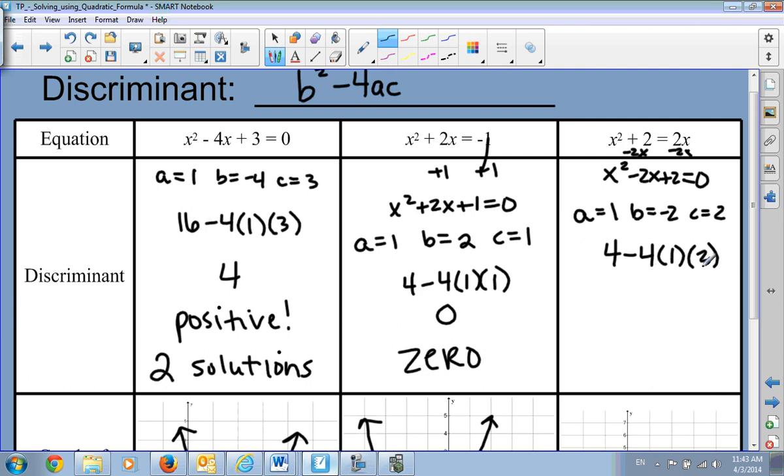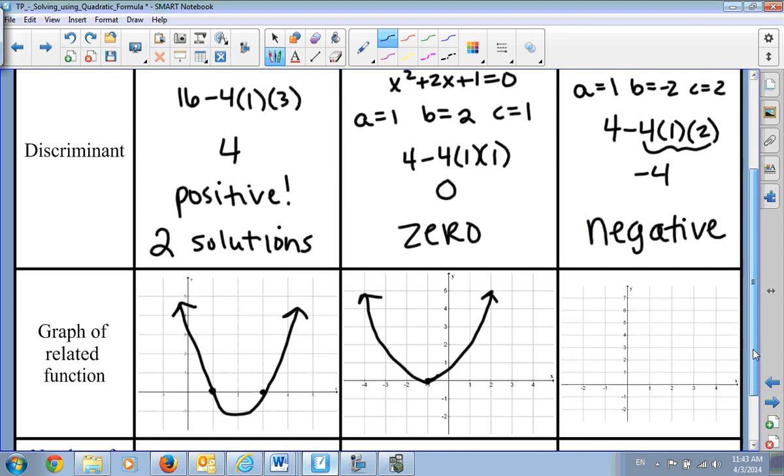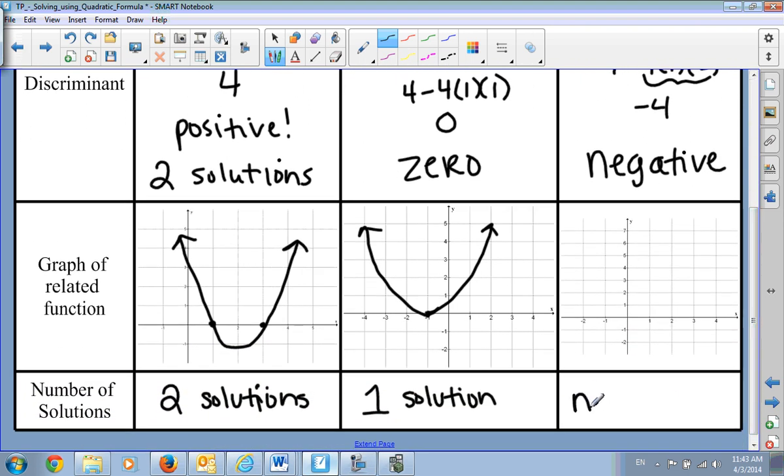What do we get? You don't get 0. You have to do this part first because it's PEMDAS. So this is negative 8. So 4 minus negative 8 is negative 4. So we have a negative as our discriminant. So if we have a negative as our discriminant, then we will have no solutions, or 0 solutions, if you want to say.